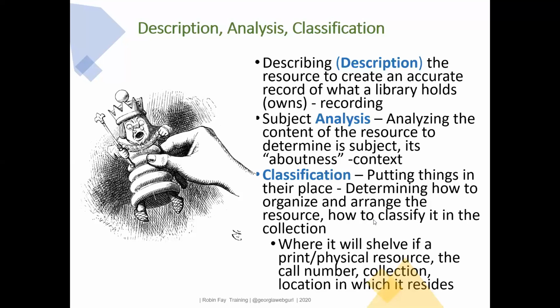And it could be the call number. So maybe you shelve just by call number. Maybe you create a collection for things. And then it could also be the location where it resides. If you're in a system and you have multiple libraries and books are purchased at one library and you share a database and you have locations, each library has its own location, then maybe the location would be part of your information that would be part of that classification.